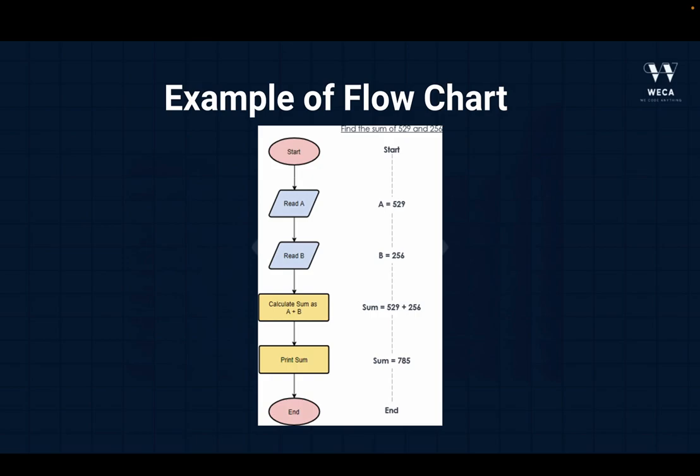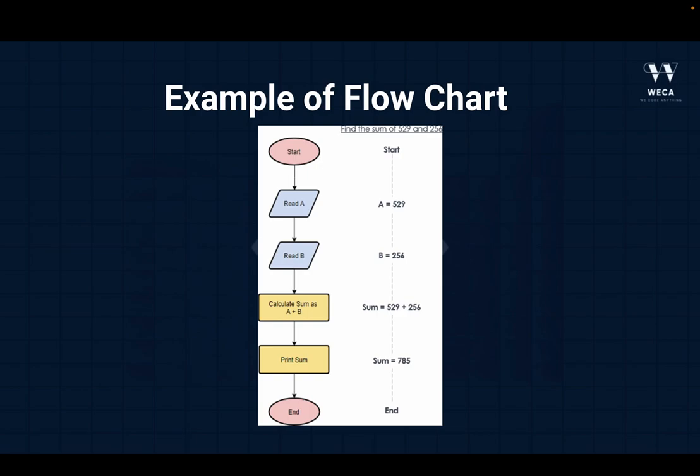The arrows are used to join the shapes, like you see here from the start to the read A, and the read A to read B, read B to the calculate sum, and then calculate sum to print sum, and then this is how our flowchart ends. And we mentioned also the algorithm is the expression, or the layman's way of representing the solution to our problem just before we code it.